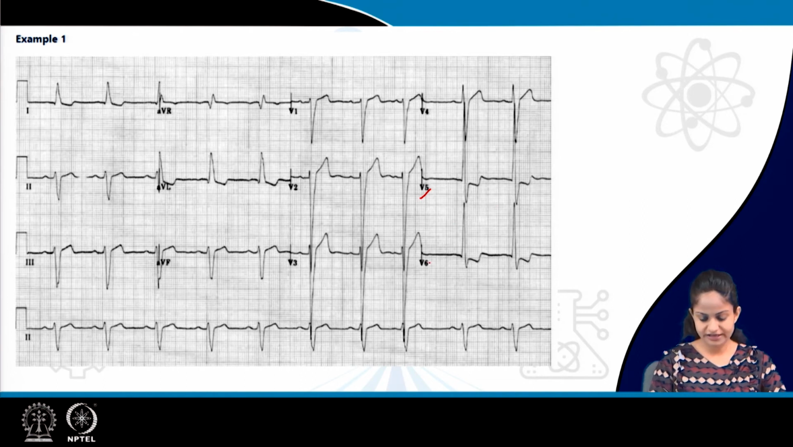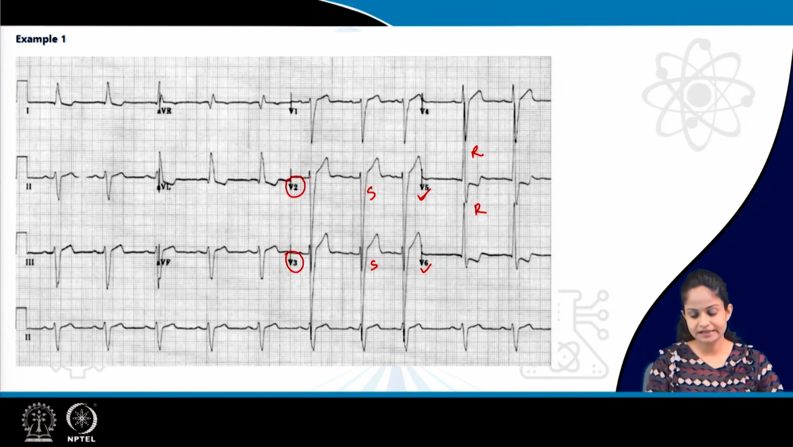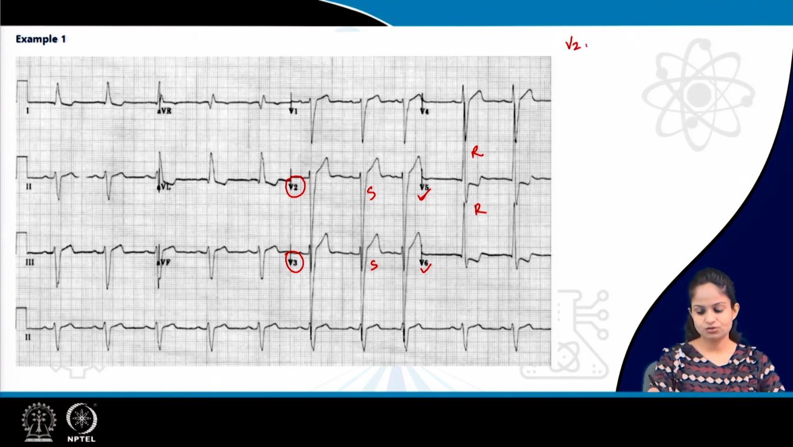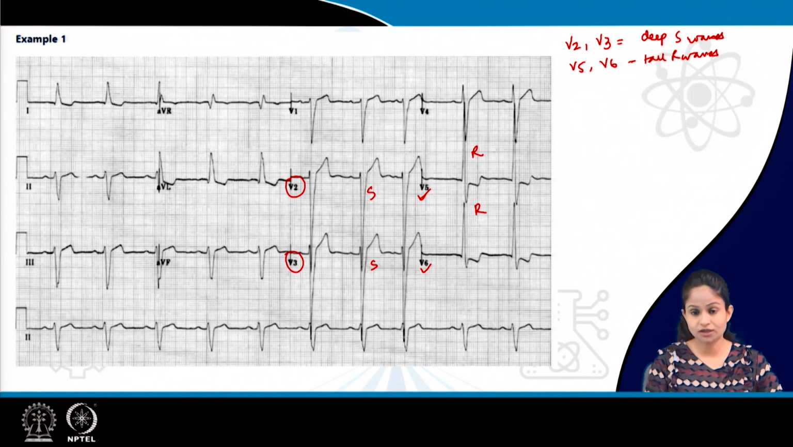In case of V5, V6 we get very tall R waves, and in case of V2 and V3 we get deep S waves. So, V2, V3 we are getting deep S waves, fine. V5 and V6 we are getting tall R waves. Then what are the other changes we could see over here?